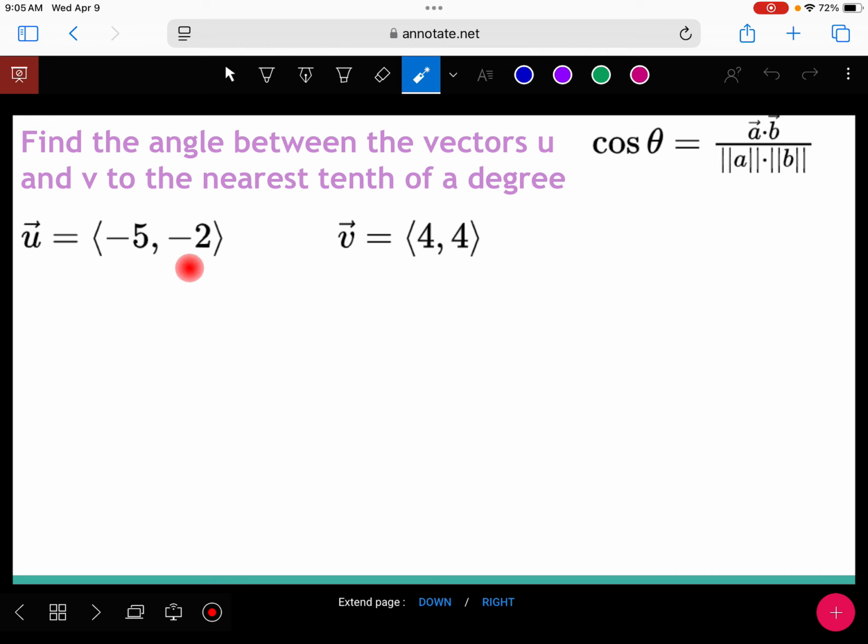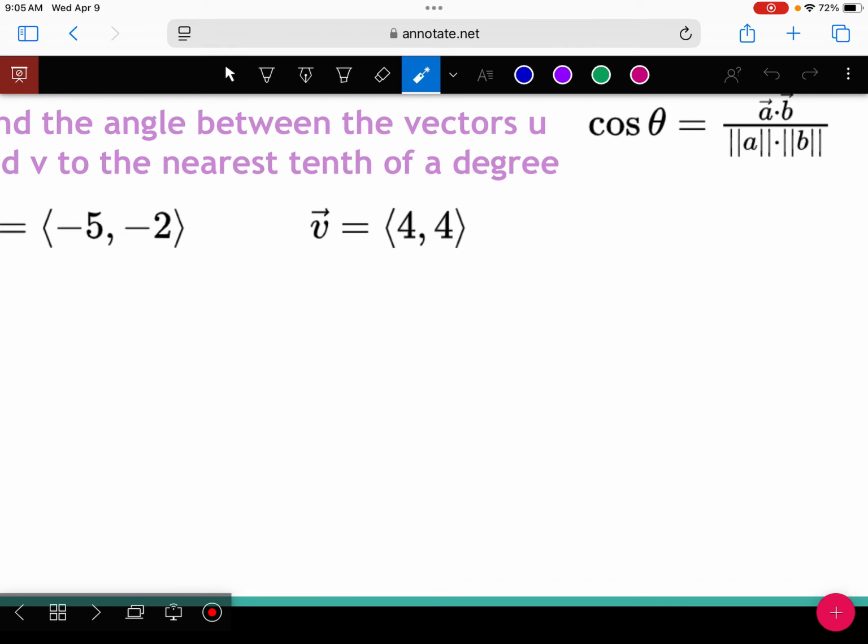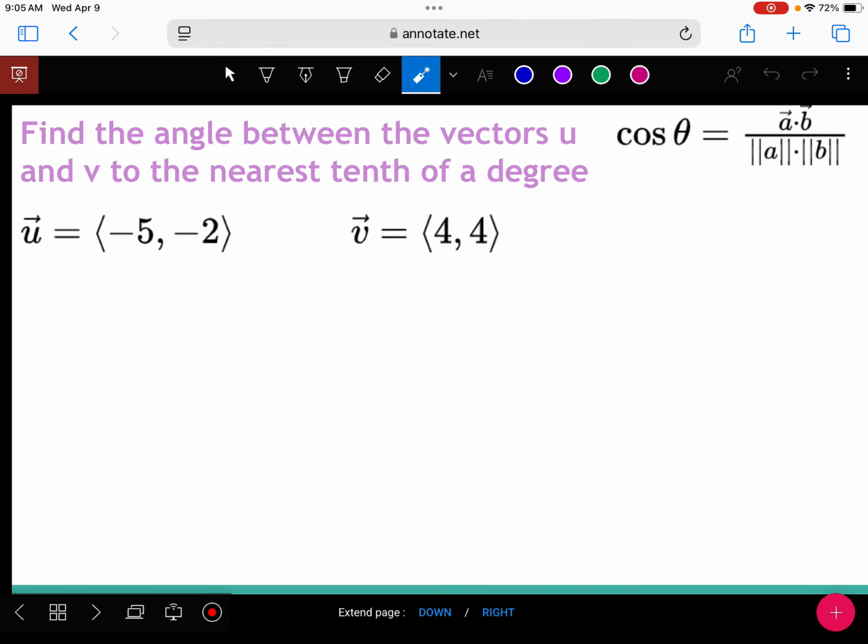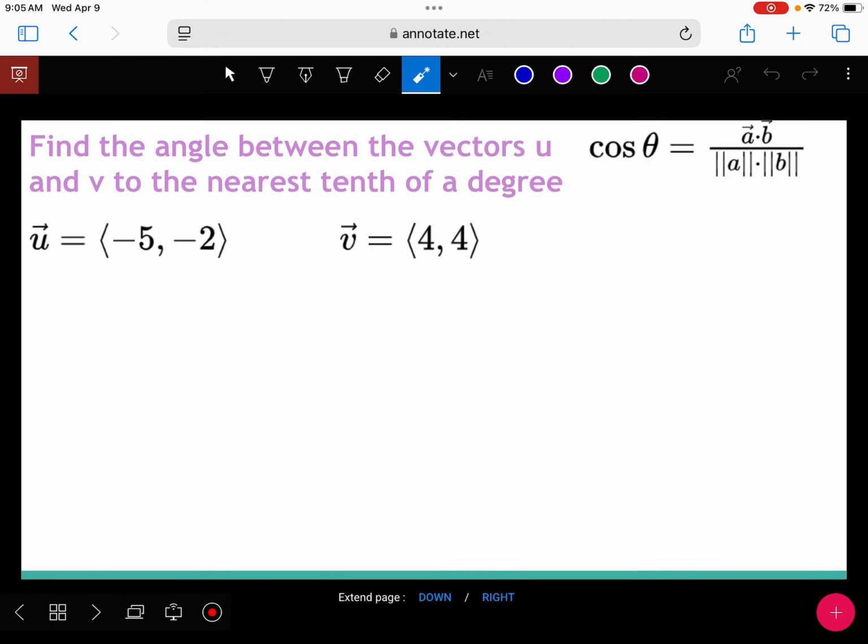But we're going to look at vector u, which we have as -5, -2, and vector v, which we have as 4, 4. And so what we want to do is find the angle between them. So we need to find the dot product of u and v. We need to find the magnitude of u and the magnitude of v.